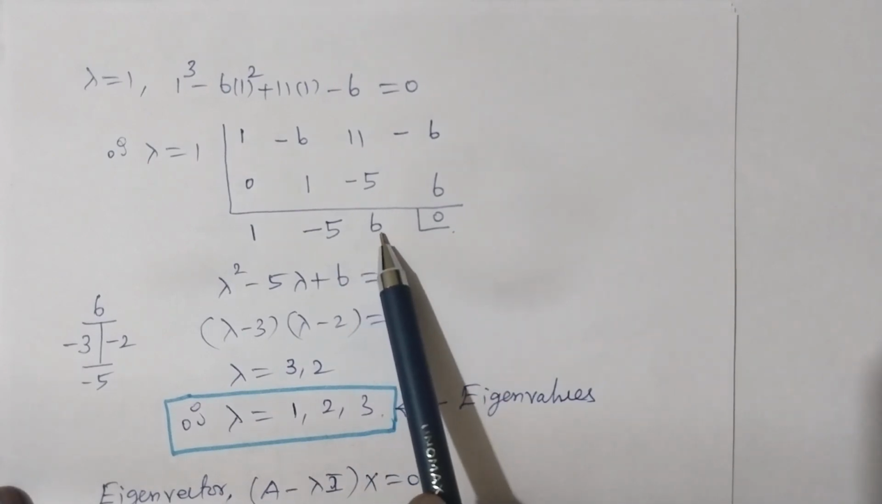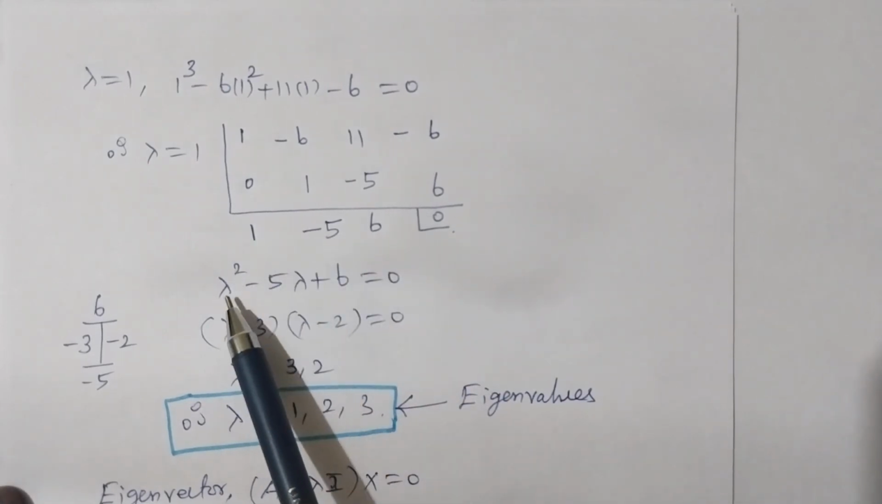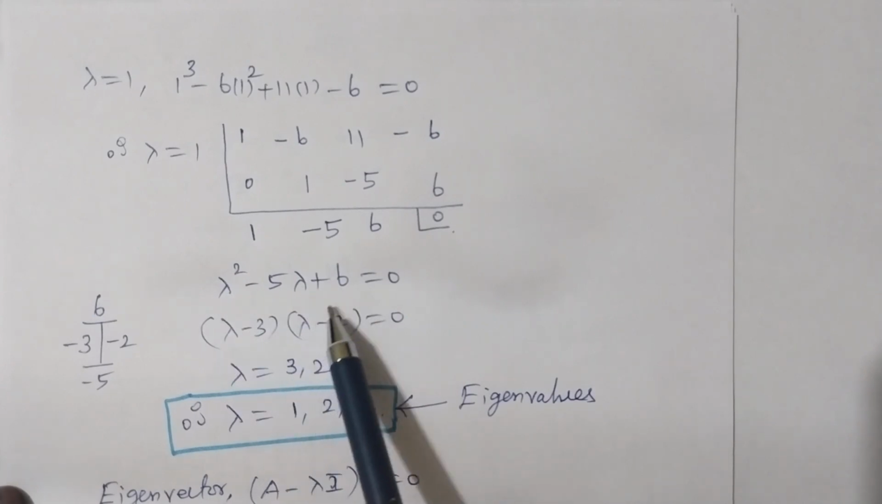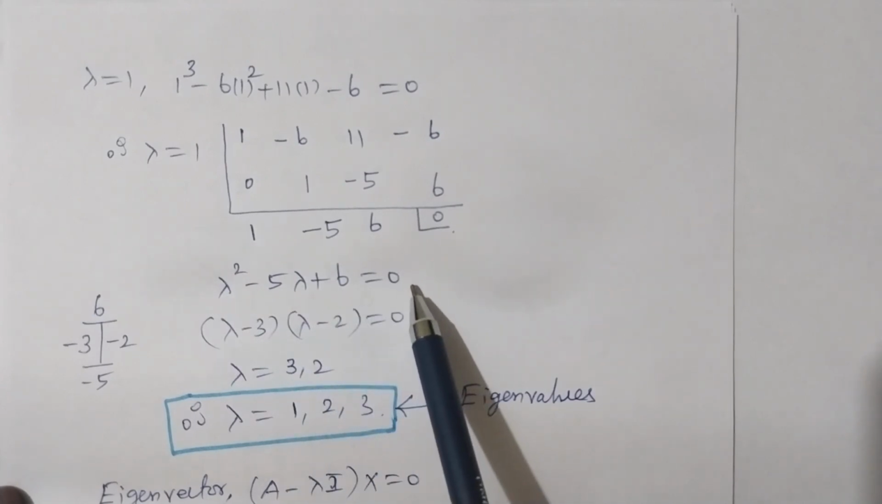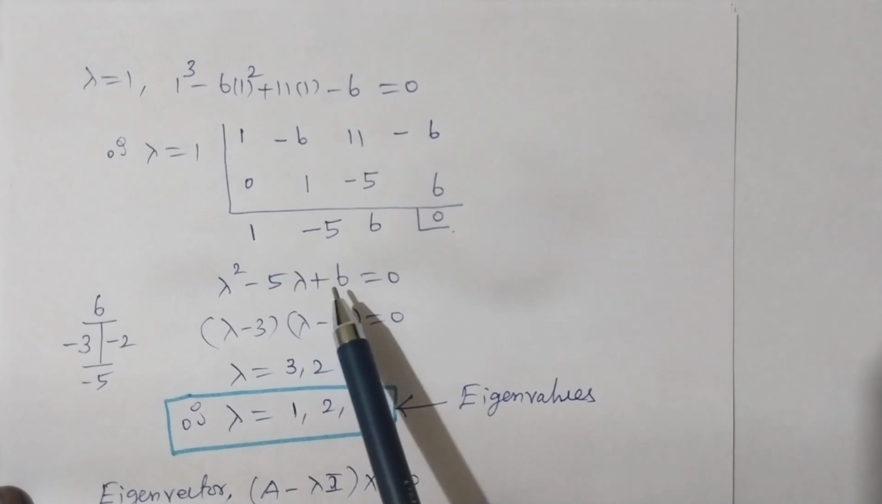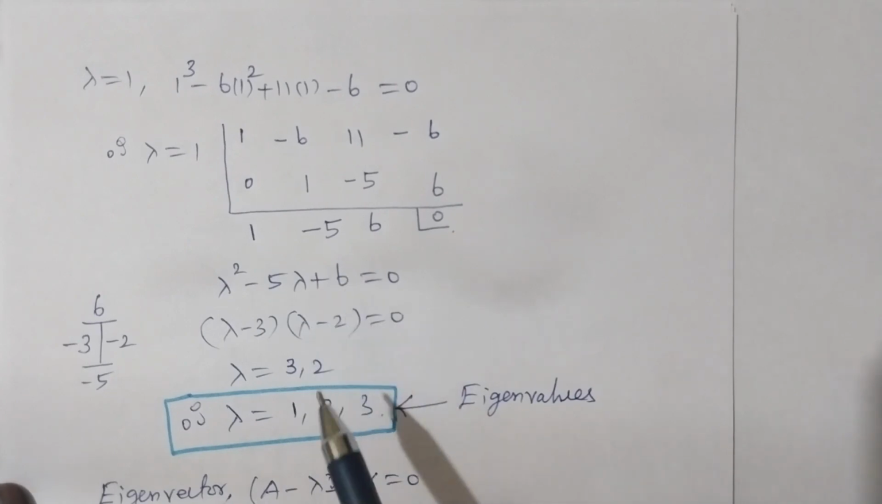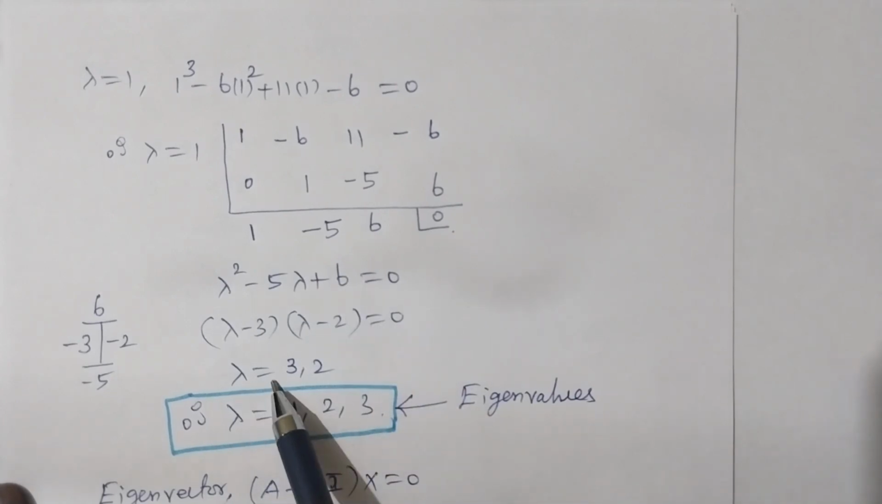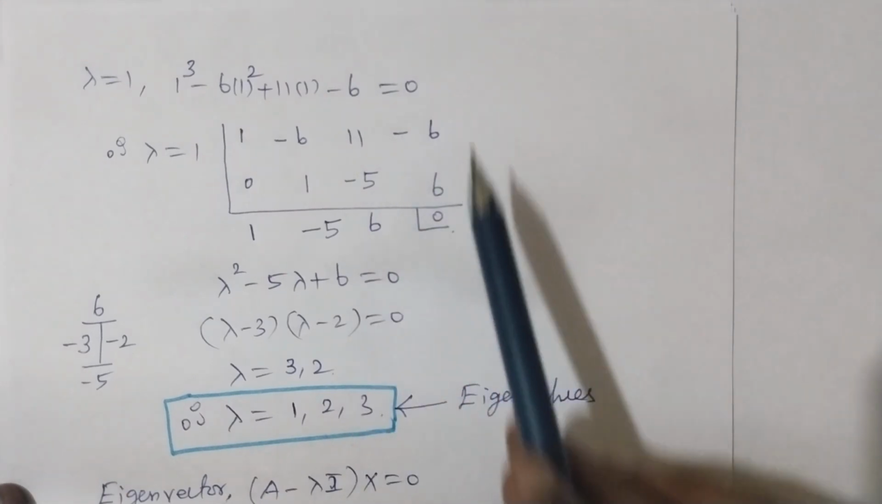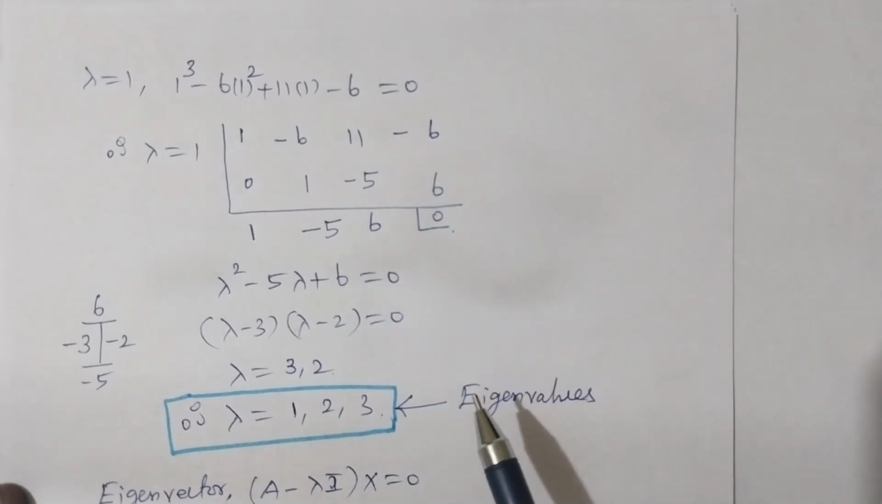So this is the constant and lambda squared. Write it: lambda squared minus 5 lambda plus 6 equal to 0. Then solve this equation, we get the roots. So lambda is equal to 3, 2. Therefore finally we write lambda is equal to 1, 2, 3. For a third degree equation, definitely 3 roots should be there, no doubt.